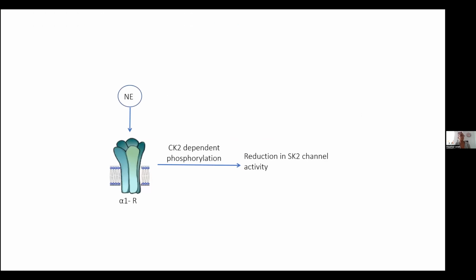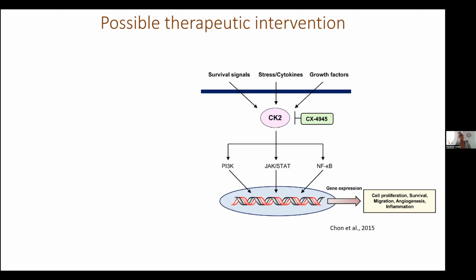And so this suggests that indeed we're going through norepinephrine, we're going through alpha-1 adrenergic receptors, causing a decrease in SK channel activity and an increase in CK2 activity. But we haven't really proven that CK2 is involved. And so this is where I go, lead me to the therapeutic intervention.